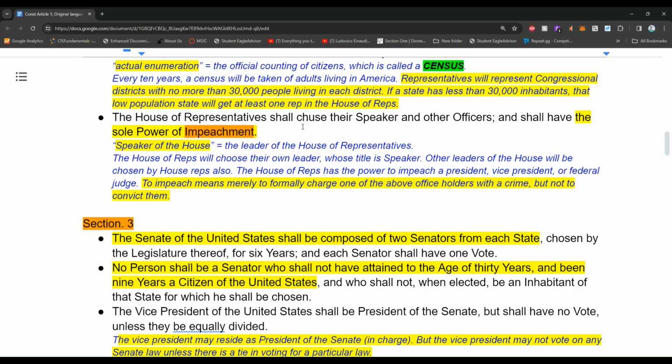Most Americans think that impeachment means throwing a president out of office. No, it does not. Impeachment means the House of Reps brings serious charges against a president, and then those charges are going to go to the Senate to have a trial.